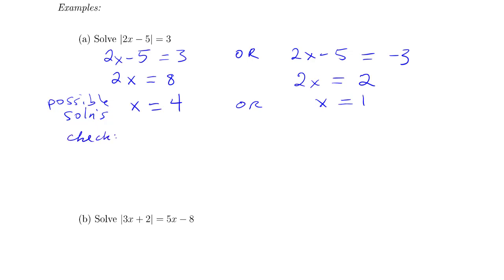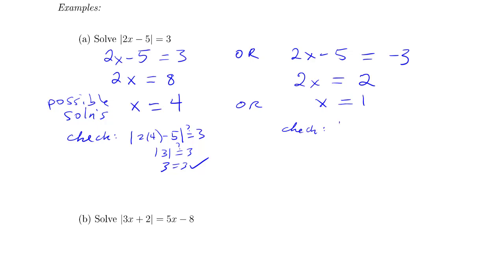But as in some of the problems before, I have to check, and I have to check by actually putting them back in. So I'm going to put 4 back in. I'm going to do the absolute value of 2 times 4 minus 5 and see if that's equal to 3. Well, that's 8 minus 5, so that's the absolute value of 3. Does that equal 3? 3 equals 3. Check. That one's good.